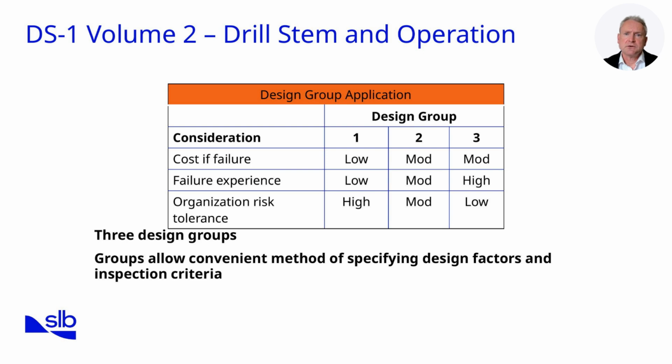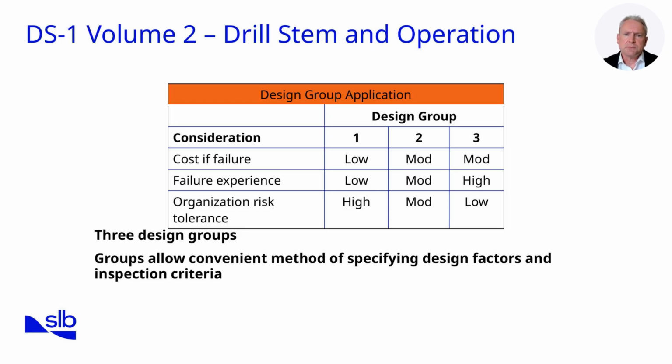There are 3 design groups, numbered 1 through 3, and each represents a different balance between cost, experience, and risk tolerance. Design Group 1 applies when the consequences of failure are low, past failure experience is minimal, and the organization has a relatively high tolerance for risk. In other words, it's suited for lower risk wells or environments where a failure, while undesirable, would not be catastrophic.